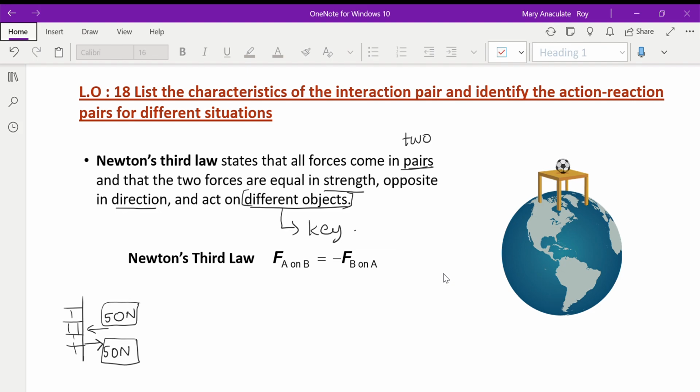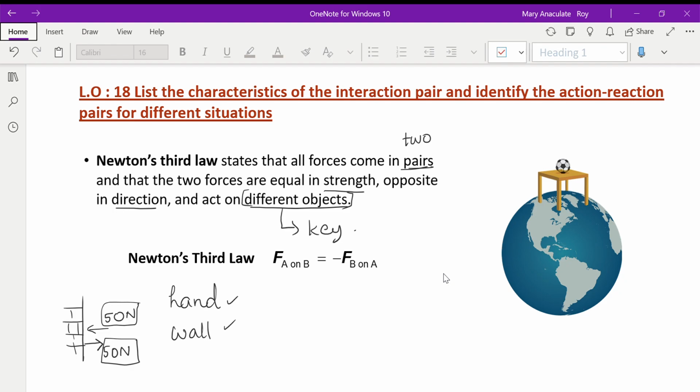So you should have two different objects where the forces are acting. See, in this case, which are the two different objects? One is the hand and the other one is the wall. So one force is acting on the hand, the other force is acting on the wall, so it is Newton's third law. It's a third law pair.